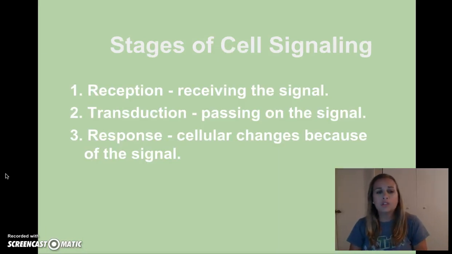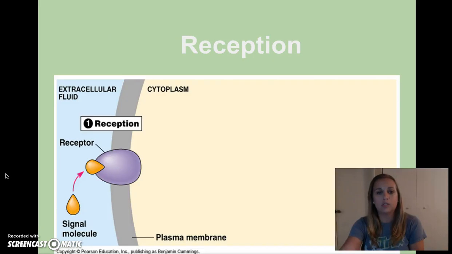There are three general stages of cell signaling that we're going to look at. The first is reception, so how the signal is actually received. Next is transduction, and so how that signal is passed on within the cell itself. And then response, so what is the cellular change that's happening because of the signal that was received.